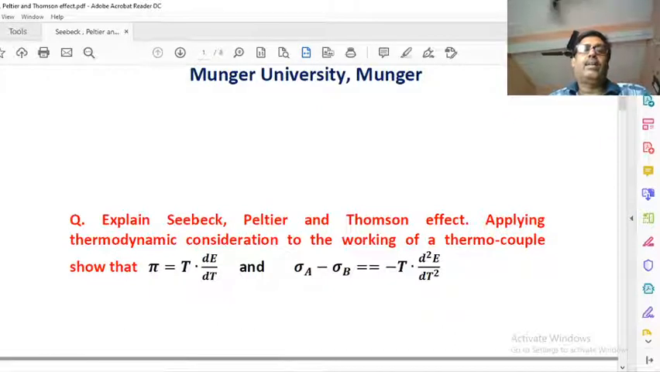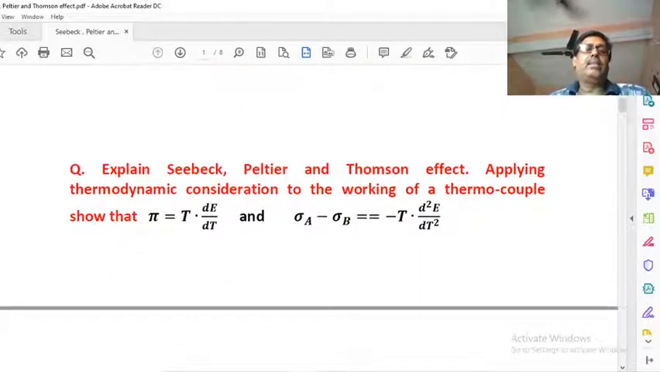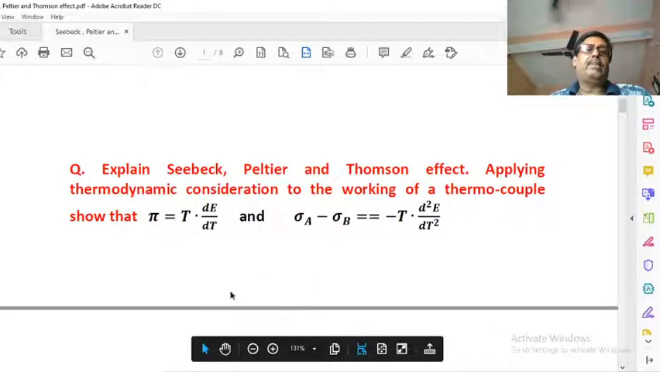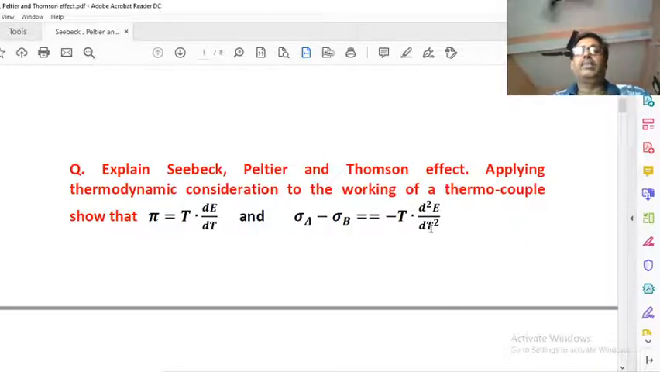And after knowing the three facts, we will see the relation which we have to prove: Pi is equal to T dE by dT, and sigma A minus sigma B is equal to minus T d2E by dT square.